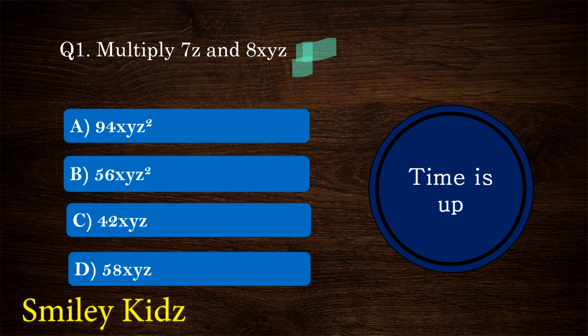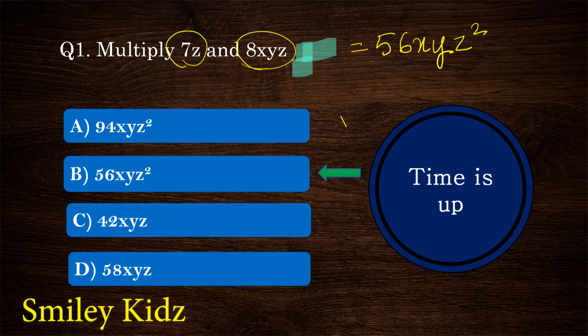Your time is up and the right answer is option B, 56xyz square. How is it? You're going to multiply 7z with 8xyz. So first multiply their coefficients, 7 multiplied by 8 which gives us 56. Then we have xyz square. Correct, which is going to be option number B.